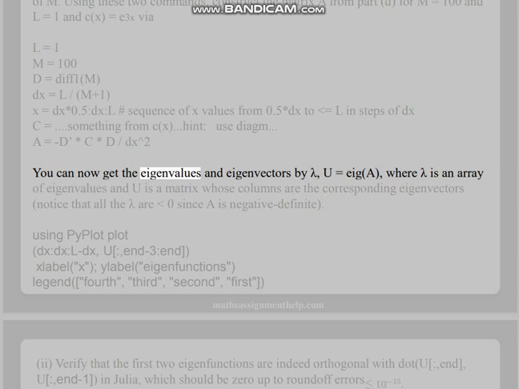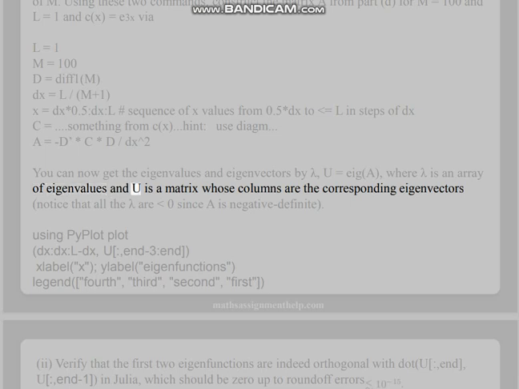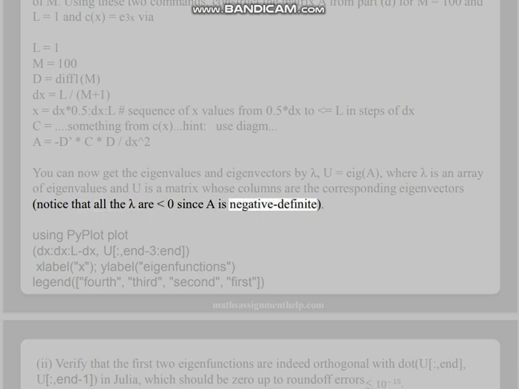You can now get the eigenvalues and eigenvectors by lambda, u = eig(A), where lambda is an array of eigenvalues and u is a matrix whose columns are the corresponding eigenvectors. Notice that all the lambda are less than 0 since A is negative definite. Using plot, dx, ldx, u[:, end:-1:end-3], label x, label eigenfunctions, legend fourth, third, second, first.